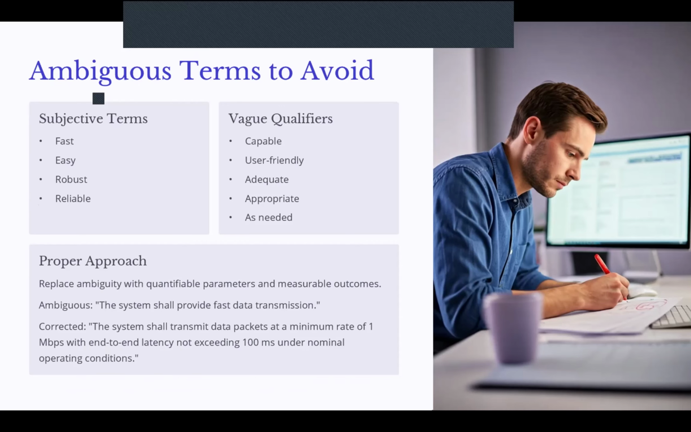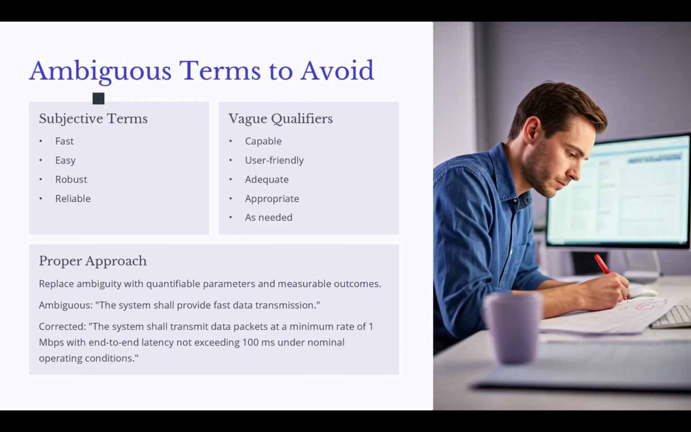Now, we have to avoid ambiguity when we define the requirements. What do I mean by that ambiguity? Engineering disasters don't start with wires or code. They start with vague words or terminology, like subjective terms such as fast, safe, reliable, easy, robust, appropriate, adequate. They are vague. Everyone can have their own understanding of what those words mean, and they are dangerous because everyone reads them differently.